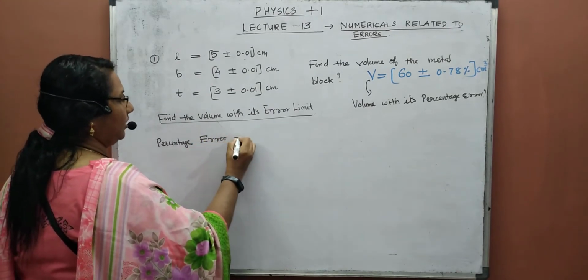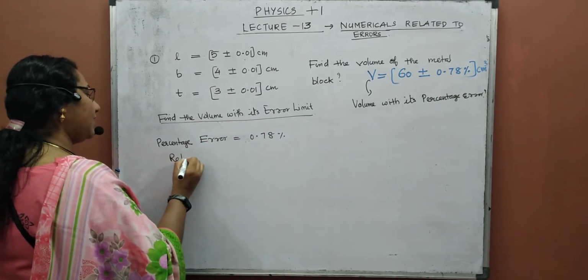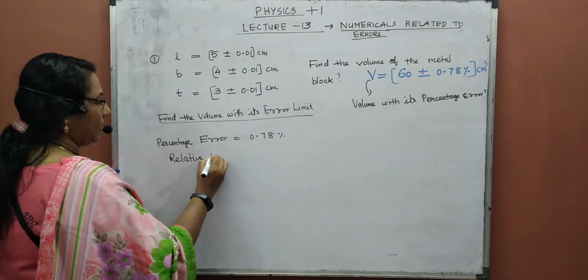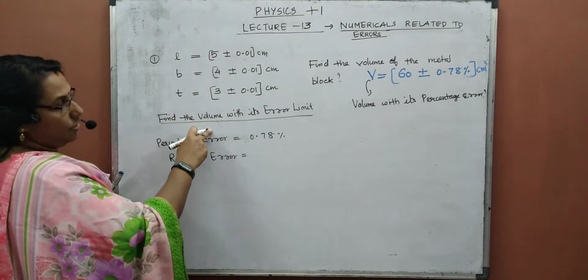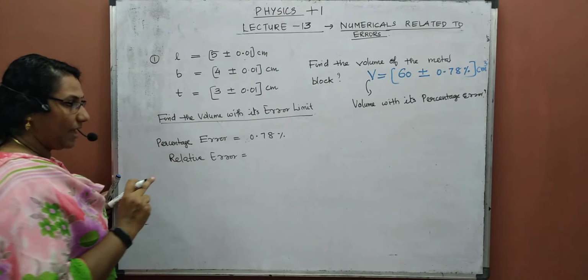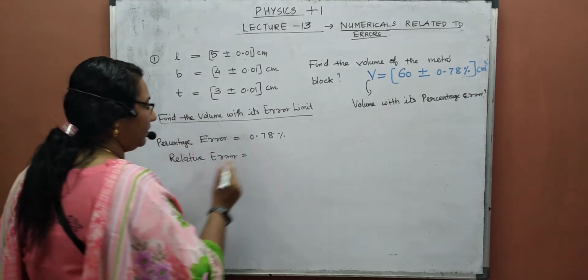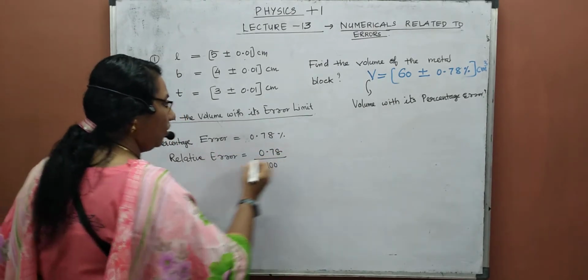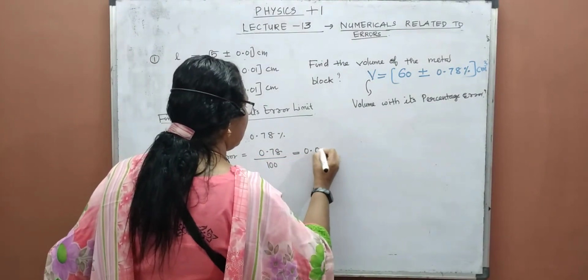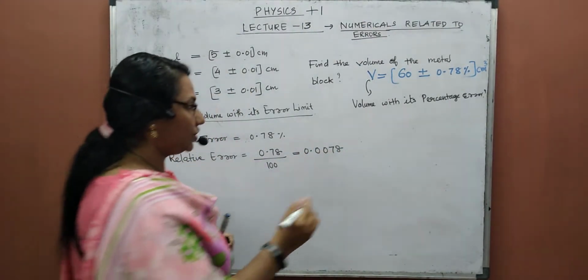Percentage error is equal to 0.78%. So what will the relative error be? To convert relative error into percentage, you have to multiply it by 100. But to convert percentage error into relative error, you have to divide it by 100. So the value will be 0.0078. Do you understand?